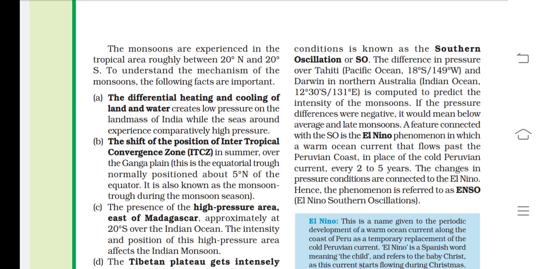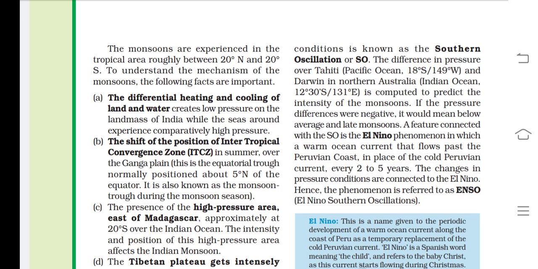The shift of the position of the intertropical convergence zone in summer over the Ganga plains. This is the equatorial trough, normally positioned about 5° north of the equator. It is also known as the monsoon trough during the monsoon season. Now, the shift of the position of the intertropical convergence zone. Now, what is the meaning of intertropical convergence zone?